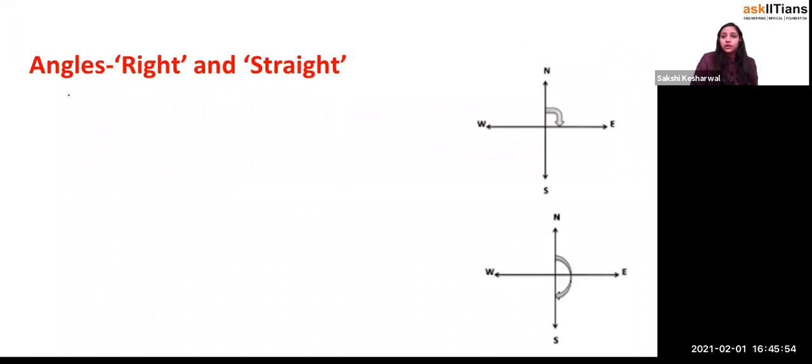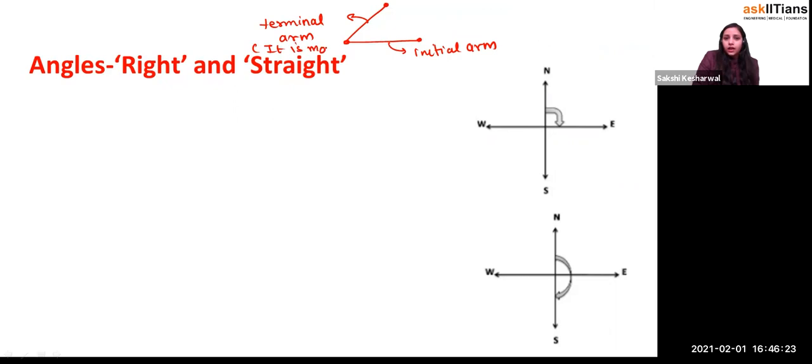What are angles? Angles we have seen, like if you take this as the ray, or two line segments, this is your initial arm, and this one is your terminal arm. Terminal arm means it is moving, and the initial arm is fixed, right? So if you keep this fixed and rotate the other, this one is what, beta?